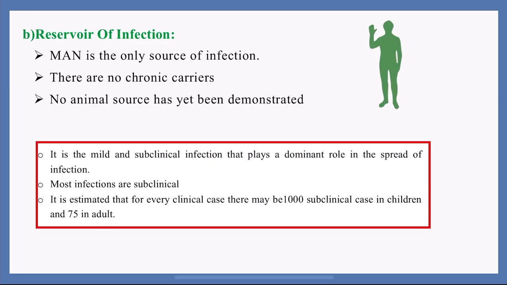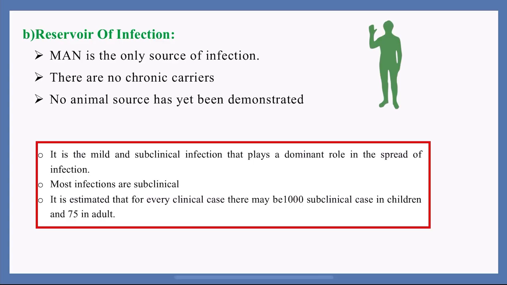Moving further to the reservoir of infection. Man is the only known reservoir of infection. Most infections are subclinical. It is the mild and subclinical infections which play a very dominant role in the spread of the infection, whereas there are no chronic carriers in poliomyelitis. These are just patients who don't come up with the actual signs and symptoms. They have just mild infections, subclinical infections, and they play a dominant role in the spread of the infection.